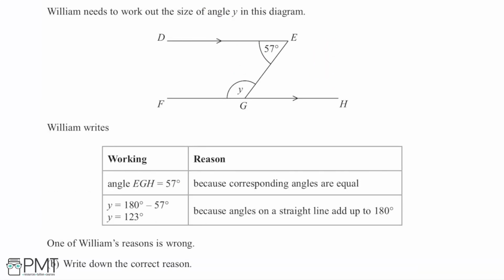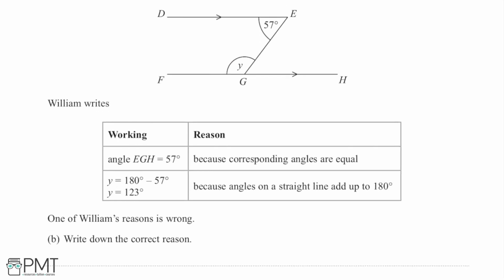So now here we're told that William needs to work out the size of angle Y in this diagram. So we have the two parallel lines, so that's what these little arrows mean. DE is parallel to FH here, and then we have this line from E to G between the two parallel lines. And we have an angle of 57 here and an angle of Y here, which is what we're looking to find. We're told that William writes the following.